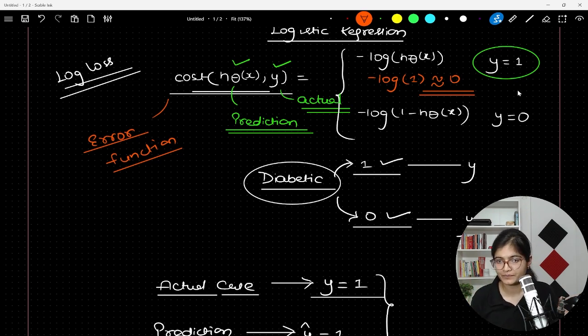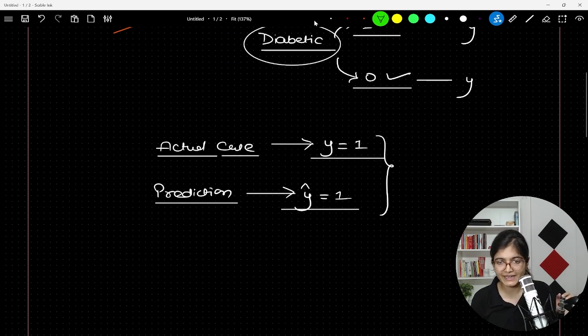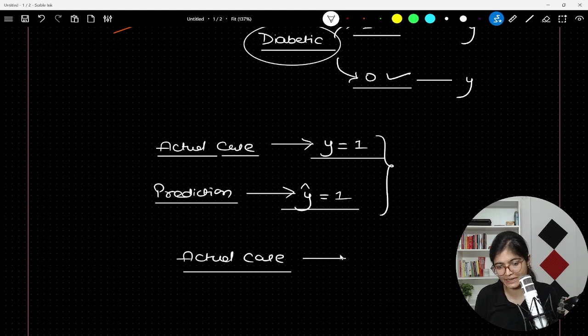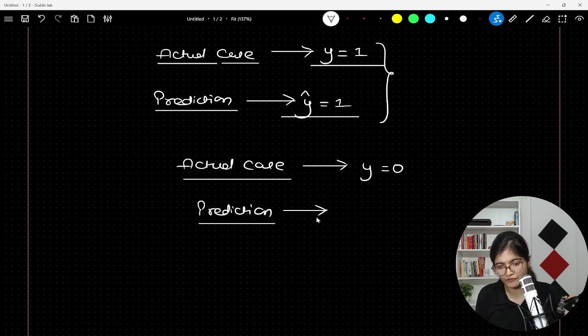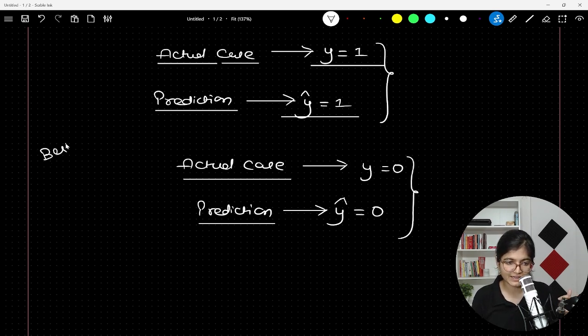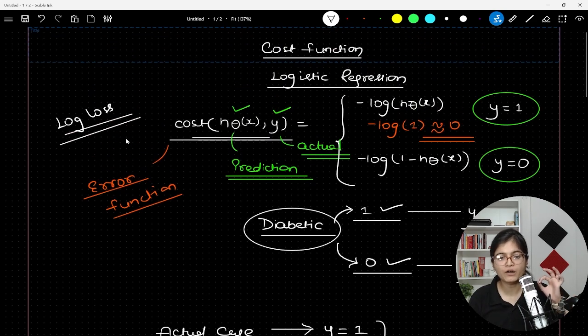Let's take another example. Let's take the example of when the patient is not diabetic. Actual case: the patient is not diabetic, which means the value of y is 0. And prediction also says, which is the value of y cap, that the patient is not diabetic. It's again a good case, right? It's again a best case. So all these are the best cases as of now, which I'm demonstrating just to show you how the above cost function is working perfectly fine internally in a logistic regression algorithm.